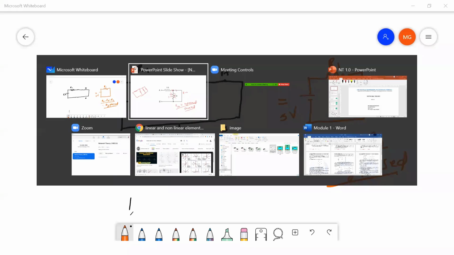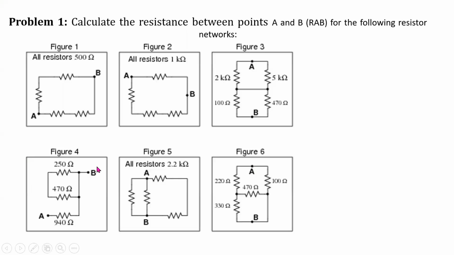All right. So keeping that concept in our mind, can you solve figure number 4? All right. So 250 ohm and 470 ohm are in series. So these two resistors can be converted into a single resistor, R1 plus R2. Then keep A as it is. So it is 940 ohm.